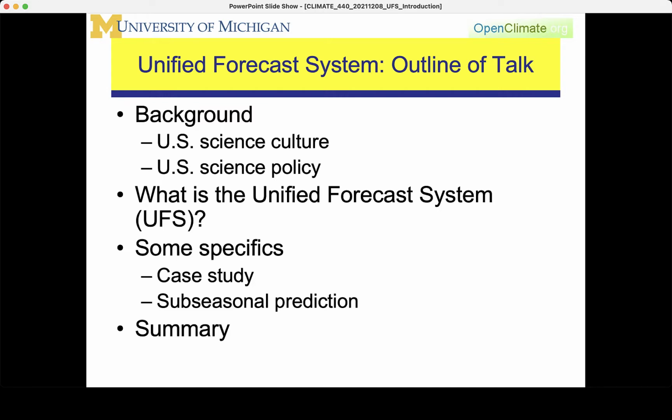Then there's going to be a section on what is the Unified Forecast System. Then I'm going to have some specifics, one being a case study of a particular storm back in October of 2021, and another will be a more general introduction to subseasonal prediction. Then I'll provide a summary which will include ways that students can get involved with the Unified Forecast System activity.